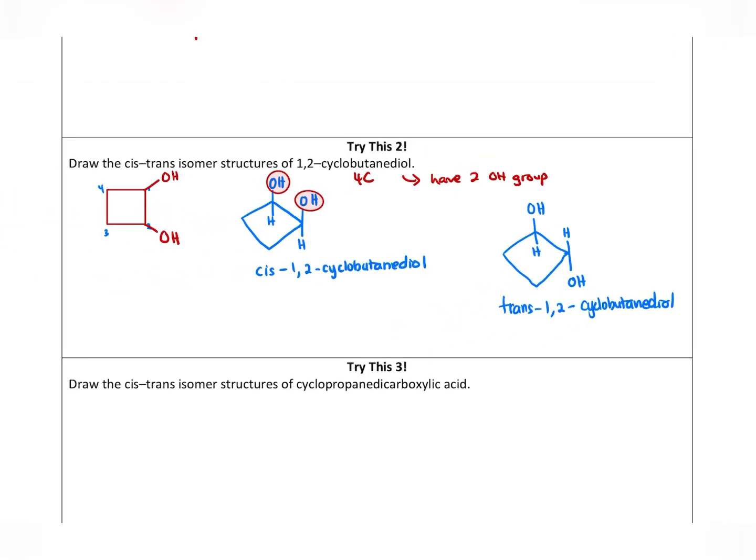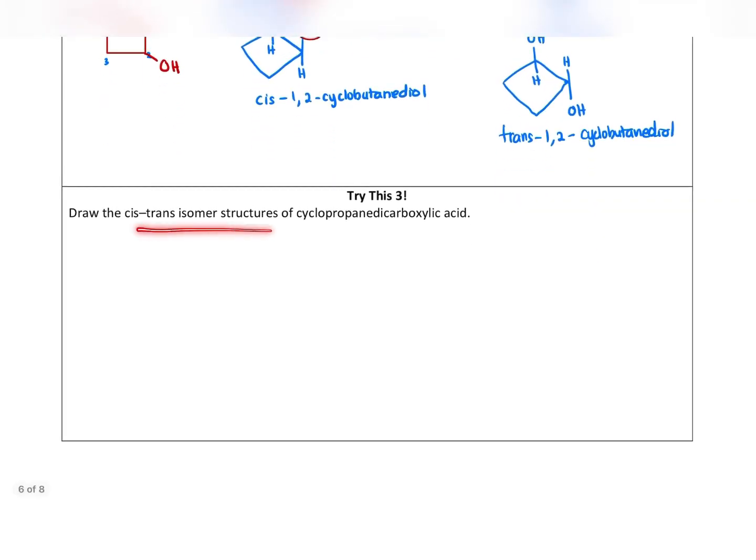Okay. Alright, so when you have a cyclic structure and you need to draw the cis-trans isomer, you try to rotate your cyclic structure so that its shape becomes a bit 3D lah. Okay. Alright, so you can try to do this question here. It says draw the cis-trans isomer structure for cyclopropane dicarboxylic acid. Okay, I know the structure, the name is complicated right, so I will help you to draw the structure, but the cis-trans you need to draw yourself lah.